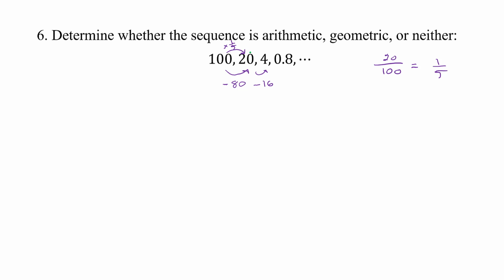I don't really like to use times symbols because they look like X's, but I will here because that star didn't look very good. So let's see, what do we multiply 20 by to get 4? Well, let's just try 1/5. 20 times 1/5 would be 20 divided by 5 or 4, so 1/5 works here as well. And then does that work going from 4 to 0.8? Well, let's see, if we take 4 times 1/5, that would be equal to 4/5.